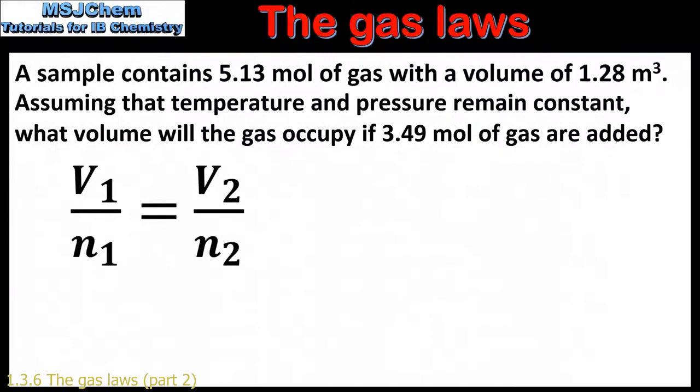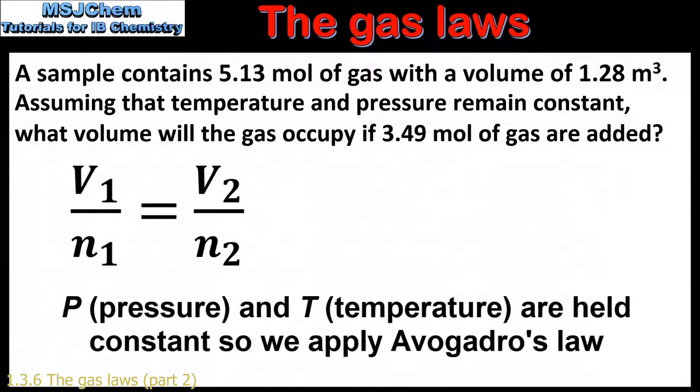In the next example, a sample contains 5.13 moles of gas with a volume of 1.28 cubic meters. Assuming that temperature and pressure remain constant, what volume will the gas occupy if 3.49 moles of gas are added? So here we have the equation for Avogadro's law. In the question, we're given V1 and N1. To find N2, we need to add the two amounts of moles of gas, which is 5.13 plus 3.49.